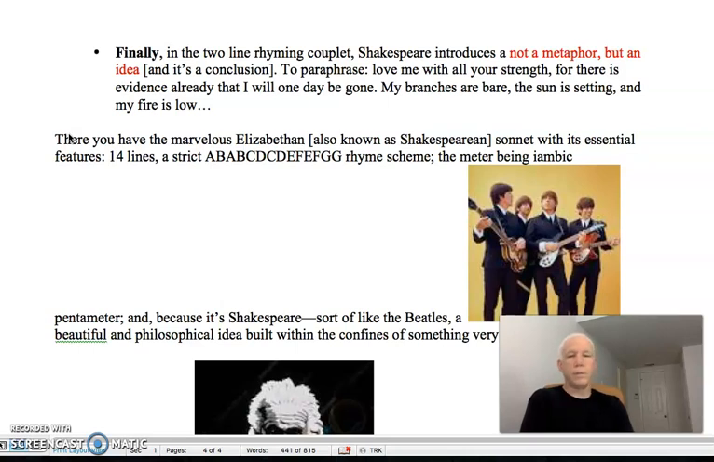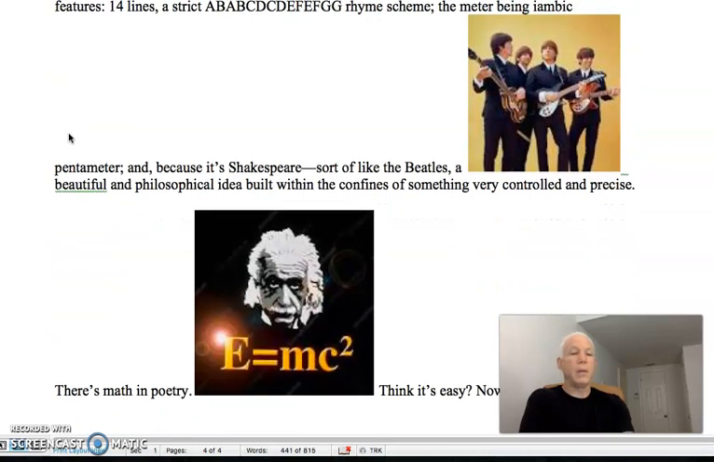And it's a conclusion. To paraphrase, love me with all your strength, for there is evidence already that I may one day be gone. My branches are bare, the sun is setting, my fire is low. There you have the marvelous Elizabethan, also known as Shakespearean sonnet, with its essential features: 14 lines, a strict ABAB CDCD EFEF GG rhyme scheme, the meter being iambic pentameter, and because it's Shakespeare, sort of like the Beatles, a beautiful and philosophic concept or idea built within the confines of something very controlled and precise.